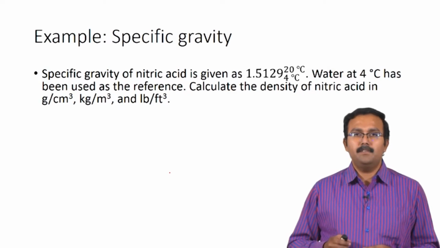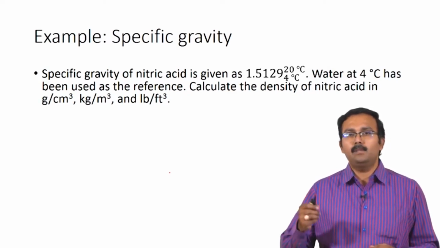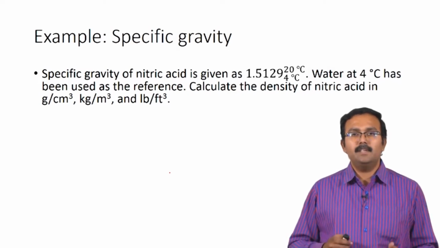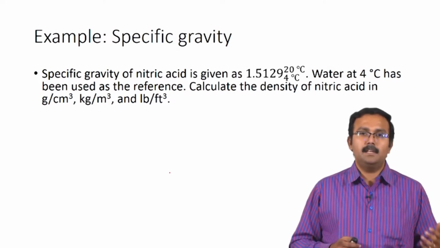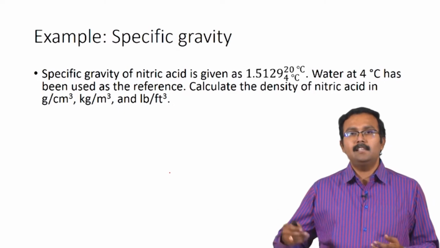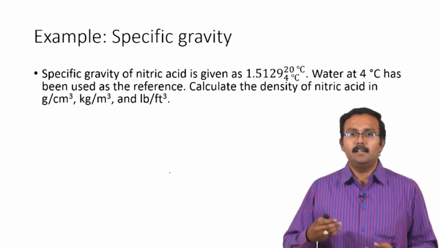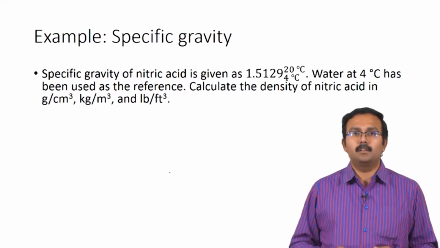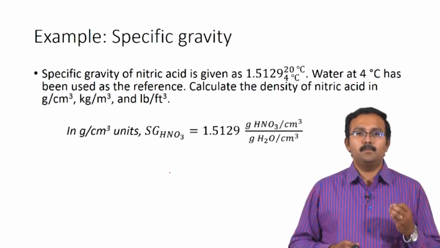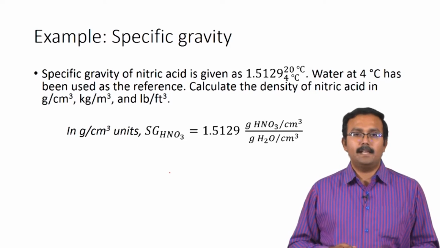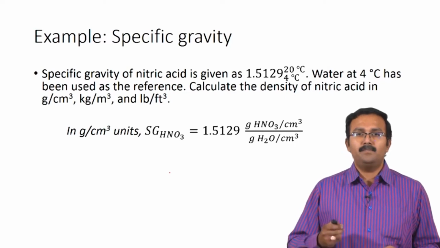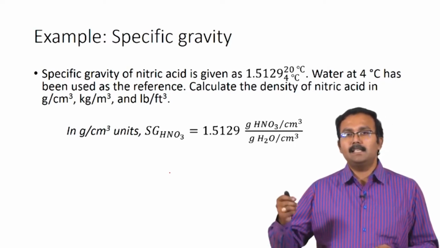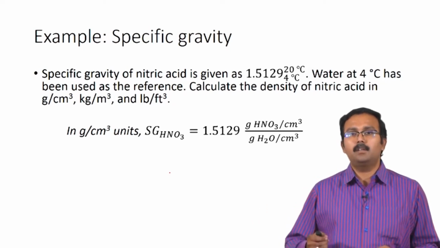So, the specific gravity which is given has been written as 1.5129 at 20 degrees Celsius over 4 degrees Celsius. This is a conventional way of writing specific gravity as the ratio of density of the substance at 20 degrees Celsius to the density of the reference material at 4 degrees Celsius. Here the substance is nitric acid and the reference is water. So, if we were to find the density in terms of grams per centimeter cube, then we should use appropriate units for the specific gravity of nitric acid. In grams per centimeter cube, the specific gravity of nitric acid would be given as 1.5129 grams of nitric acid per centimeter cube divided by grams of water per centimeter cube.